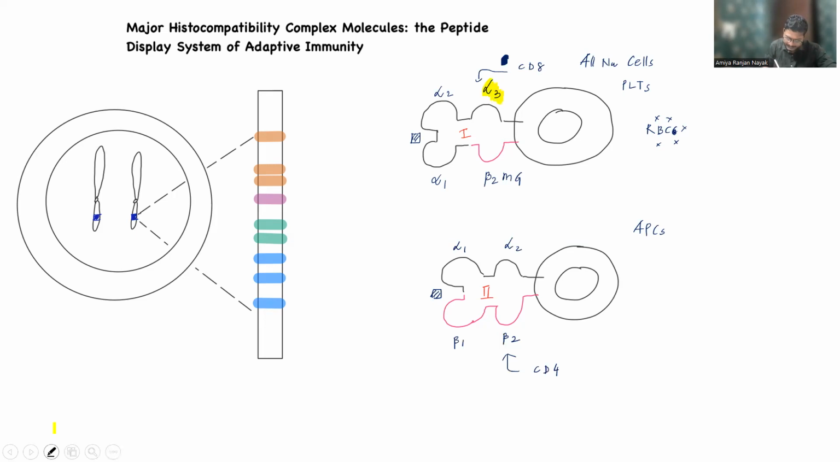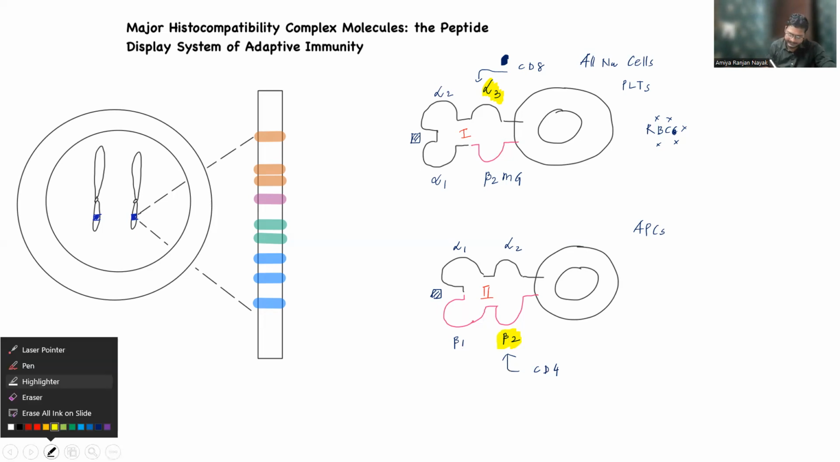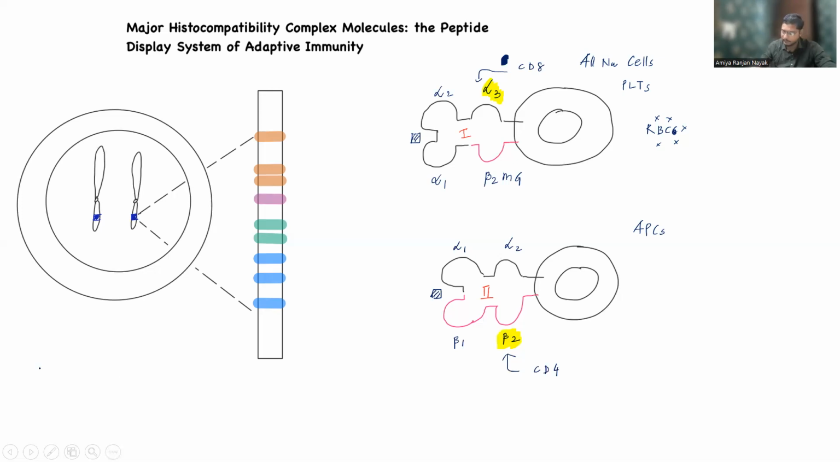I'm discussing all these things slightly faster because we have discussed them previously multiple times. So this is the basic difference between the MHC class 1 molecule and the MHC class 2 molecule. MHC class 1 molecules are present on all nucleated cells and platelets. MHC class 2 molecules are present on antigen presenting cells, and the important antigen presenting cells include the dendritic cells, the macrophages, and the B lymphocytes. Of course, the antigen presenting cells will also have MHC class 1 molecules because they are all nucleated. Along with MHC class 1, they will also have MHC class 2 molecules.